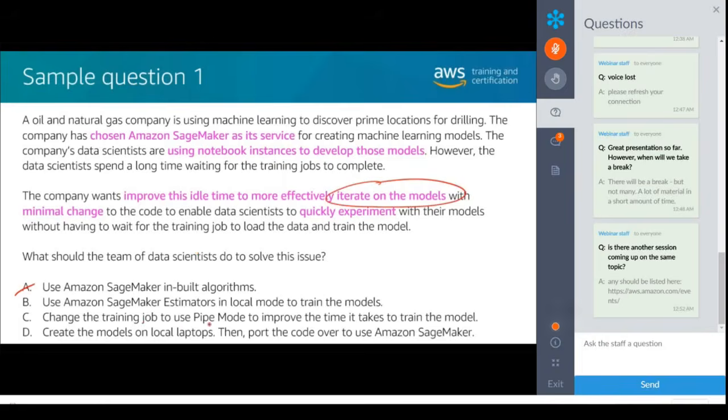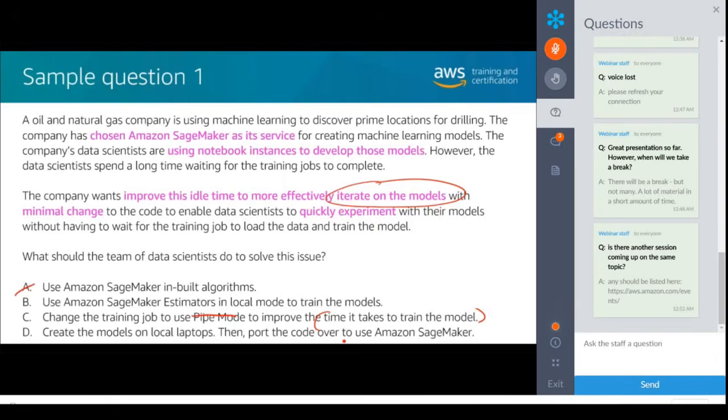And then change the training job to use pipe mode to improve the time it takes to train the model. Okay, yeah. Even if you don't know what pipe mode is, like, let's say you have no clue, right? You're like, what's pipe mode? Is that even a thing? Well, let's say it is, okay? Let's just say we don't have a clue about what pipe mode is. Don't get distracted. Remember, we have distractors in here as well. Who cares? You're not trying to improve the time it takes to train the model. You're trying to offload the training of the model so that it doesn't actually waste the data scientist's time at all, right? You're not trying to make it run faster in the notebook.